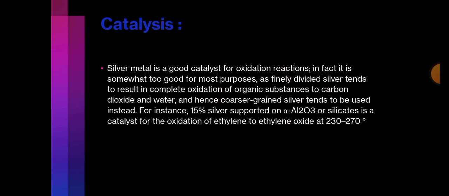Catalysis. Silver metal is a good catalyst for oxidation reactions. In fact, it is somewhat too good for most purposes, and finely divided silver tends to result in complete oxidation of organic substances to carbon dioxide and water. Hence, coarser grained silver tends to be used instead. For instance, 15% silver supported on Al2O3 or silicate is used as a catalyst for the oxidation of ethylene to ethylene oxide at 230 to 270 degrees temperature.